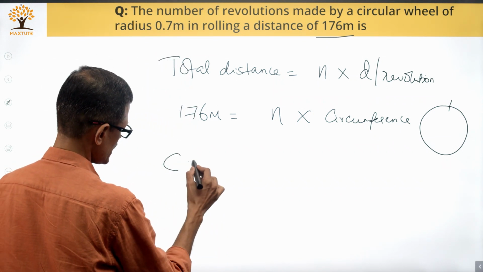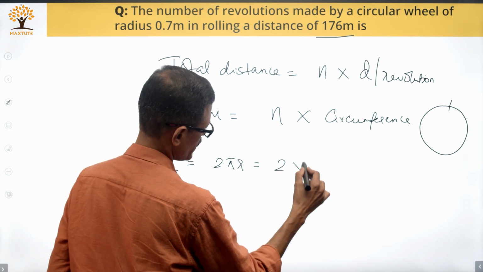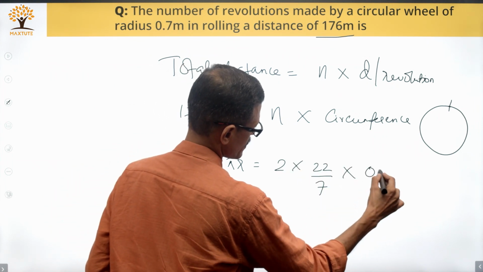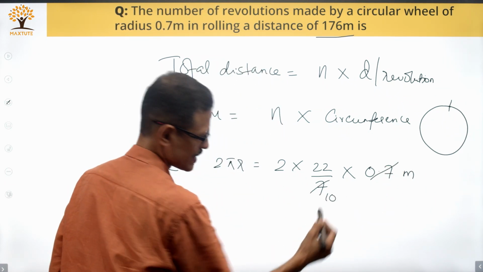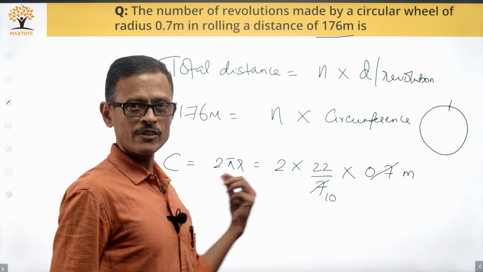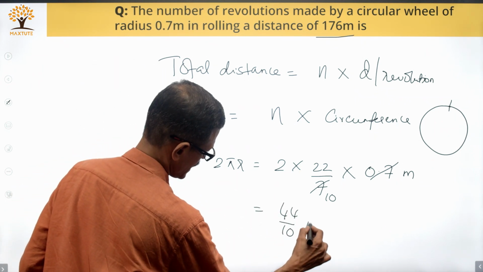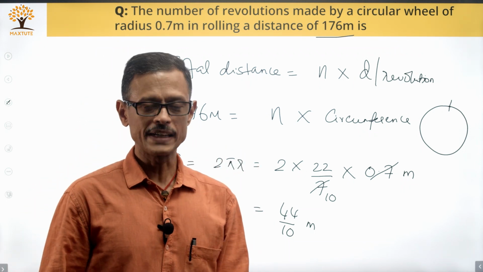Circumference, let us call it as c, is equal to 2 pi r. Radius is known to us, let us take pi to be equal to 22 by 7. So, 2 into 22 by 7 into the radius, which is 0.7 meters. 0.7 gets cancelled with 7 to leave us with the 10. So, the circumference of the wheel is equal to 44 divided by 10 meters. So, distance covered in one revolution is 44 by 10 meters.